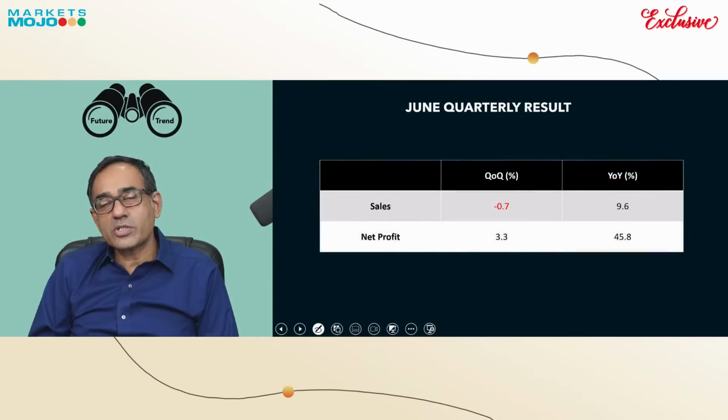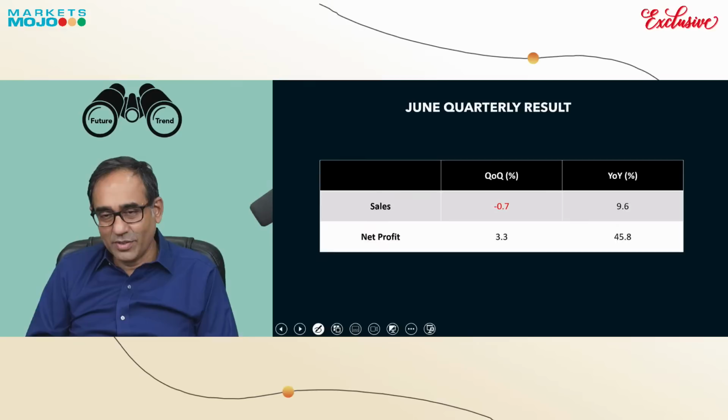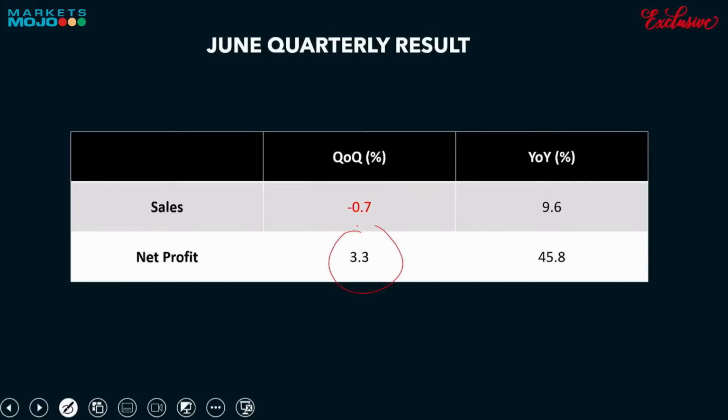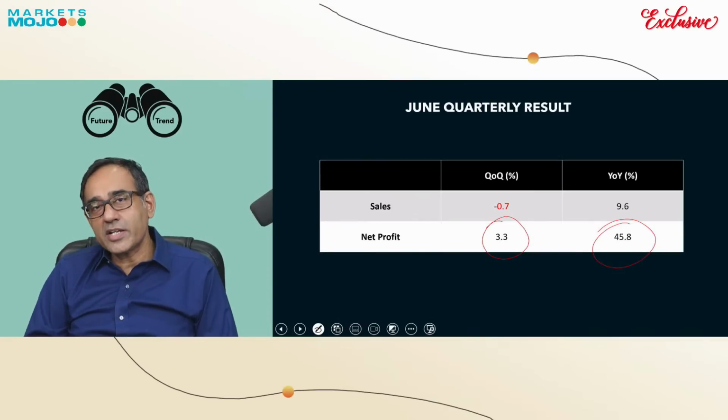Since it's June numbers, and the June quarter season is on, it's my duty to tell you, look at this data. The June quarter normally is not so robust as compared to the March quarter. But look at quarter on quarter, 3.3% growth in net profit and 45.8% growth in year on year profit. That gives a clear-cut indication of how good India Inc. has performed, how well they were able to expand the margin. I think it's a commendable job done by India Inc., and that's one of the reasons the Indian market is at all-time high.